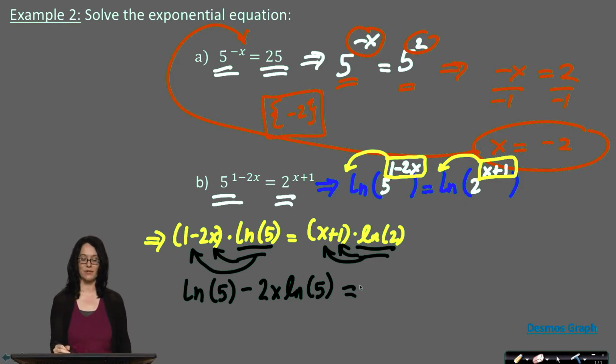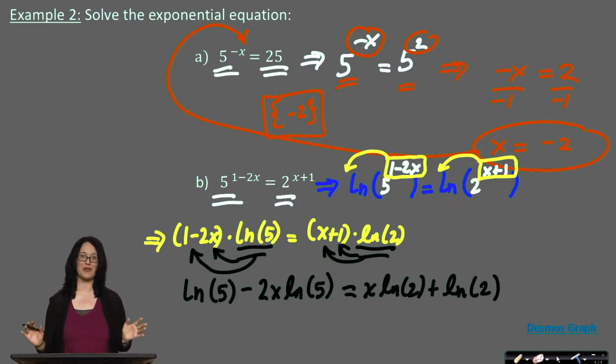X times ln 2, well, that's just x ln 2. Just juxtaposition, multiplication. 1 times ln 2 is just positive ln 2. Okay, if that's confusing, just keep in mind this is a linear equation, right? How do you solve a linear equation?